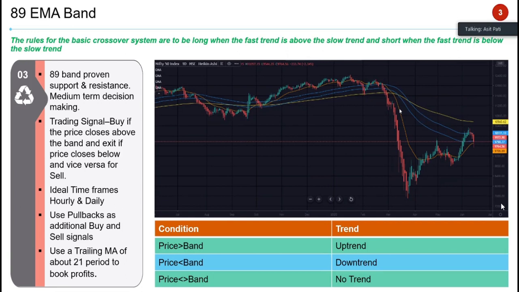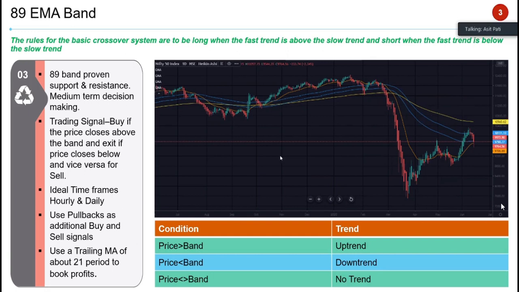Again, you enter on a higher time frame, exit on a lower time frame. That is the simplest one that I keep talking about, and the loss in terms of 21 EMA, keeping lower time frame in mind, will always be much lesser. So, if price is above the band, it is an uptrend. Price is below the band, it is a downtrend. Price is within the band, no trend, and we are not going to do any trading if it is within the band.